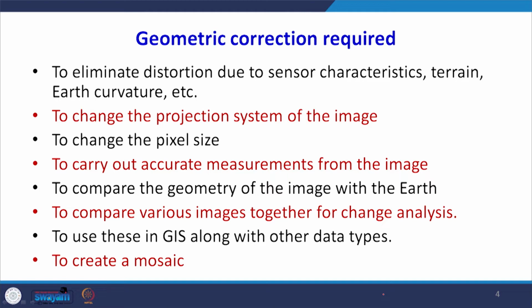Many times you are creating a mosaic also for a large area. Your area may not be covered in one single scene, so you are joining them together. If you join them together and they are not geometrically corrected, they are at different orientations, then again there will be a difficulty in creating a mosaic. So, these are some of the parameters which are necessary. Actually, geometric correction is necessary to take care of these things.